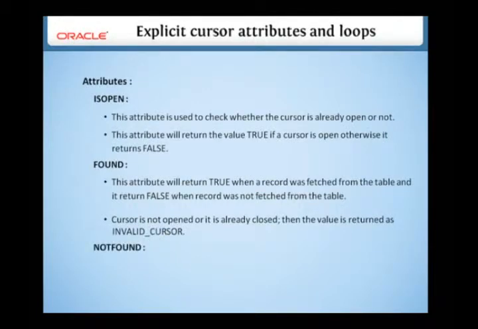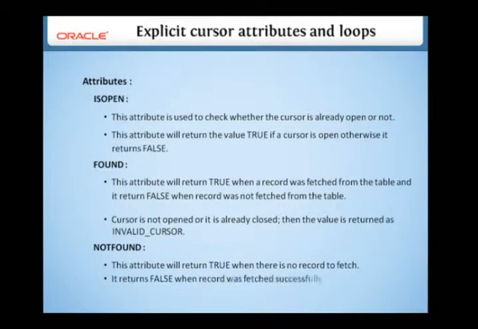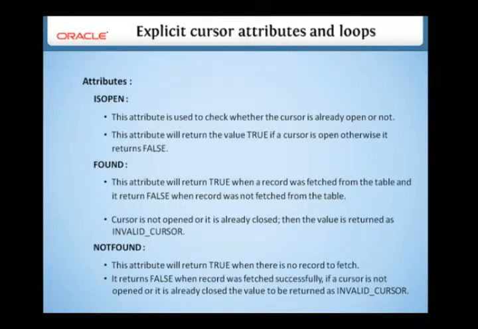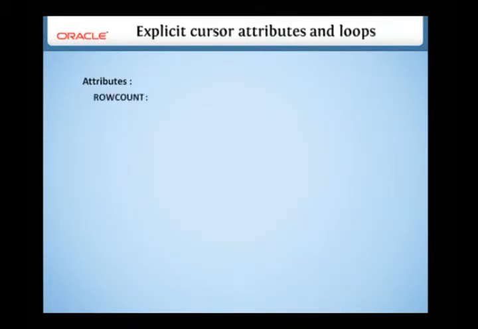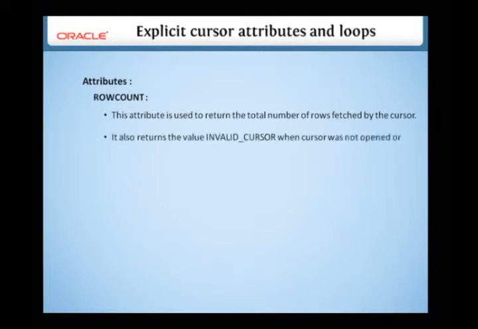Not found. This attribute will return true when there is no record to fetch. It returns false when the record was fetched successfully. If a cursor is not opened or is already closed, the value will return as invalid cursor. Row count. This attribute is used to return the total number of rows fetched by the cursor. It also returns the value invalid cursor when the cursor was not opened or was already closed.